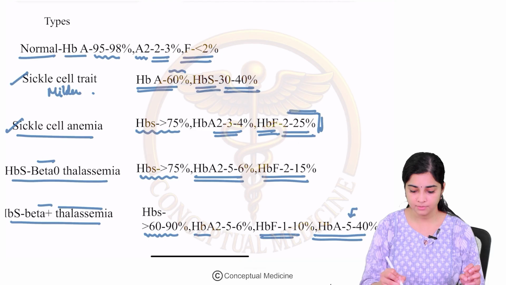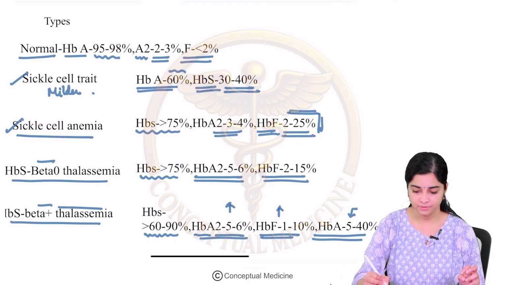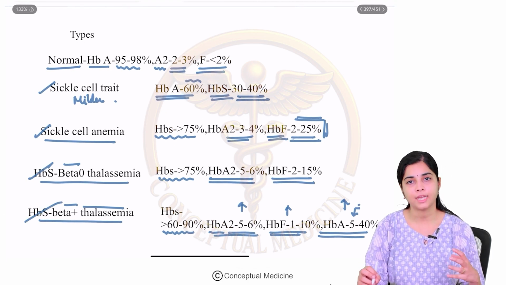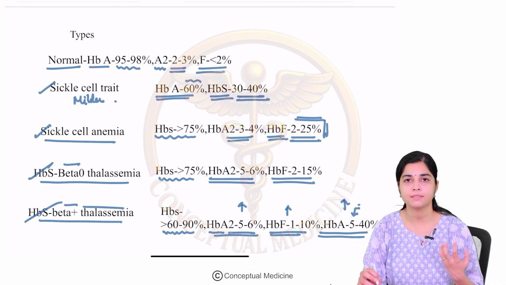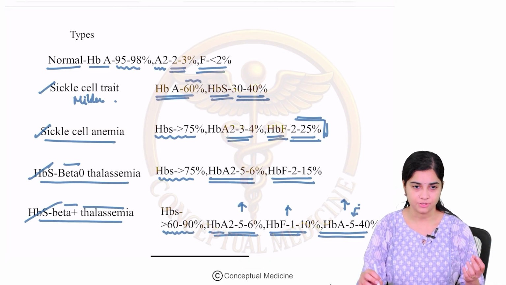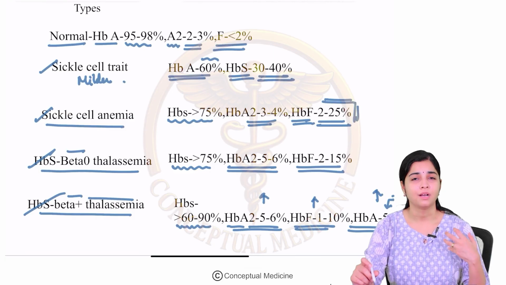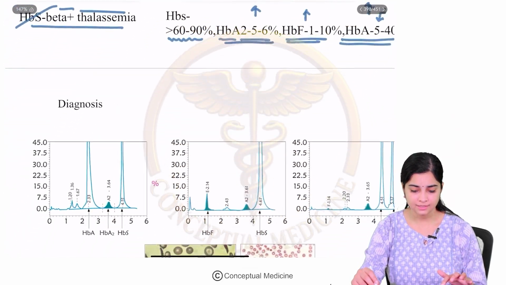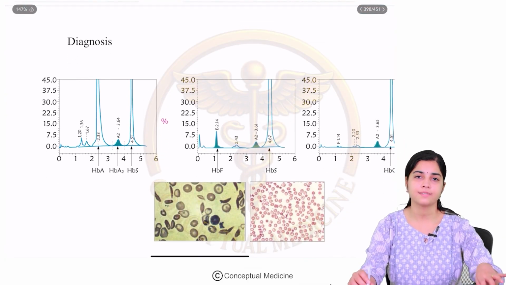Again, the fetal hemoglobin as well as HbA2 fractions will also be increased. Okay, fine. So, this is about how sickle cell can be found overlapping with thalassemia intermedia as well as a thalassemia major as well. Okay, now how do you diagnose this sickle cell anemia? So, let us understand how do you diagnose sickle cell anemia.